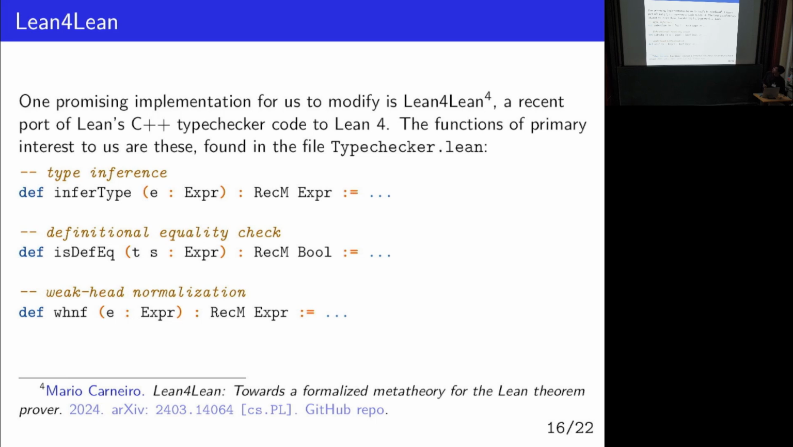So one promising implementation for us to modify is Lean4Lean, which is a recent port of the Lean C++ checker code to Lean4, which is kind of going in the direction of MetaCoq. And the functions in this implementation that are of primary interest to us are these in the main type file: the type inference function, then we have the definitional equality checking function, and we also have a function that gives us the weak head normal form for an expression.